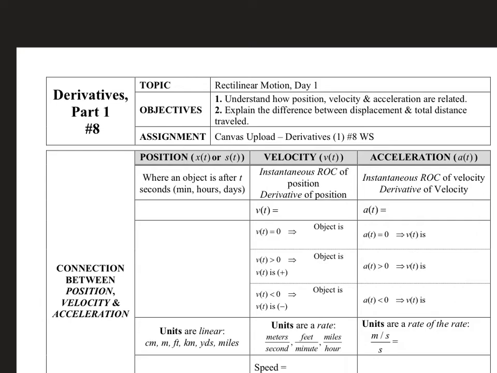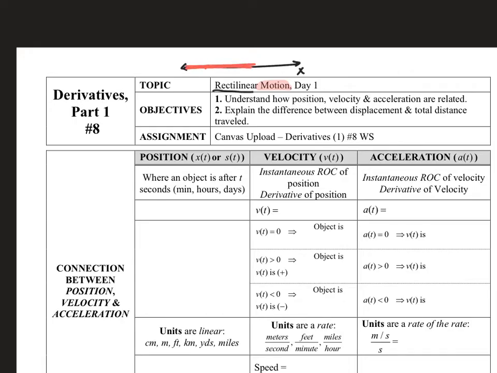In derivatives number 8, we're going to start talking about motion, and we'll continue this discussion in number 9. It's a pretty big topic for us. Specifically, we're talking about what's called rectilinear motion. All that means is we have a number line like an x number line, a one-dimensional number line, and we have a particle on this number line. All that guy is doing is moving right and left and right and left.